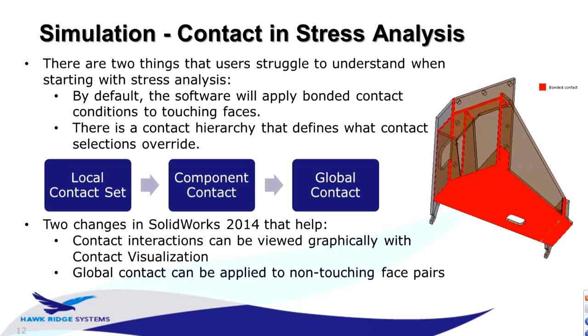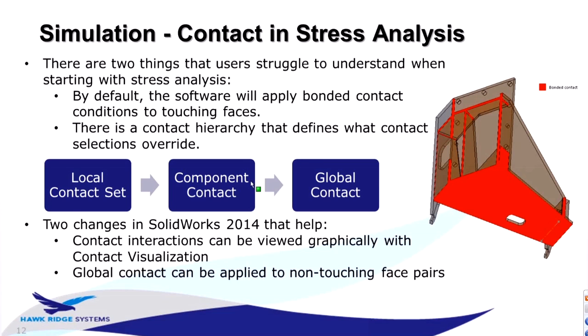Now, one of the other most common areas that people have trouble with when they're working with simulation is contact. Contact is the relationship between parts in an assembly. Two parts can be bonded or fused together, or they can have a sliding interaction called no penetration, where they're free to slide on top of each other. Most of the confusion comes from not understanding what the software is trying to do by default.